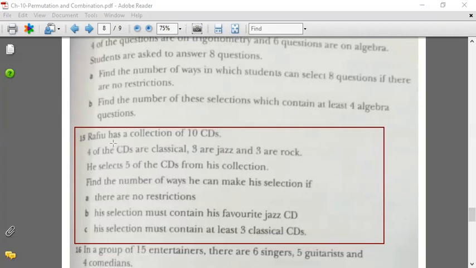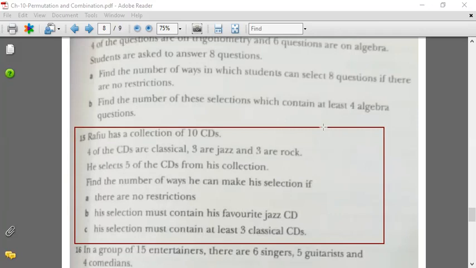Rafio has a collection of 10 CDs. 4 of the CDs are classical, 3 are jazz, and 3 are rock. He selects 5 of the CDs from his collection. Find the number of ways he can make his selection if there are no restrictions. So we go with part A at first, and then we do the rest.